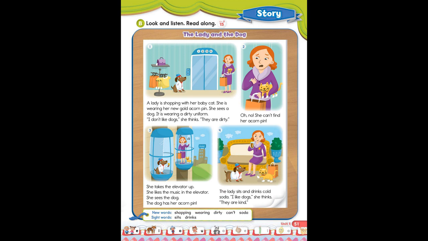2. Oh, no! She can't find her acorn pin. 3. She takes the elevator up. She likes the music in the elevator. She sees the dog. The dog has her acorn pin. 4. The lady sits and drinks cold soda. "I like dogs," she thinks. "They are kind."